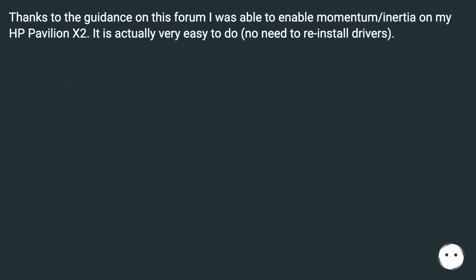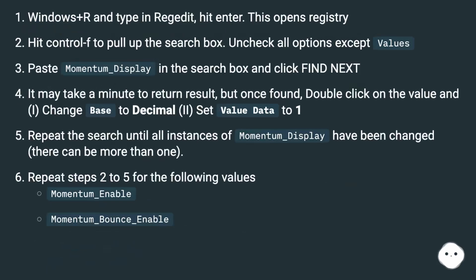Thanks to the guidance on this forum, I was able to enable momentum/inertia on my HP Pavilion x2. It is actually very easy to do, no need to reinstall drivers. Press Windows plus R, type regedit, hit enter. This opens the registry, hit Ctrl F to pull up the search box. Uncheck all options except values, paste momentum_display in the search box and click Find Next. It may take a minute to return a result, but once found, double-click on the value and change base to decimal.